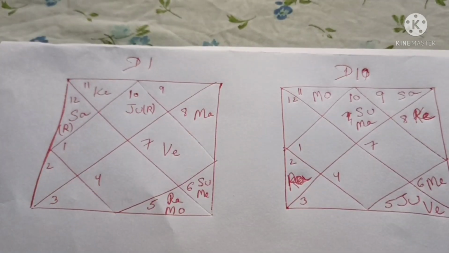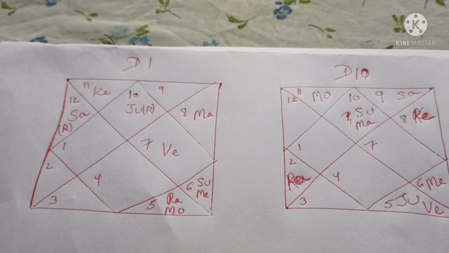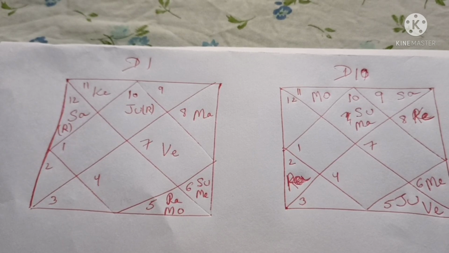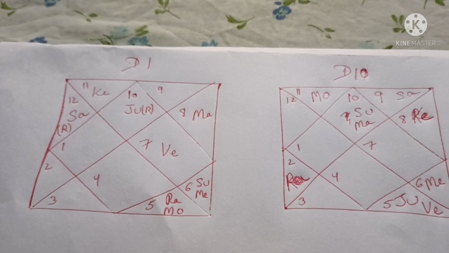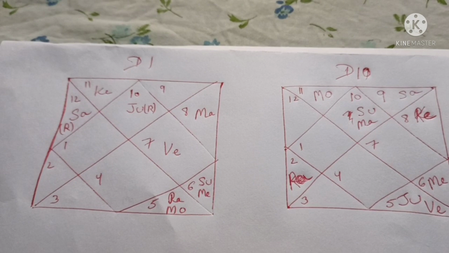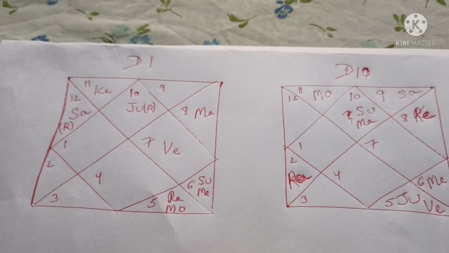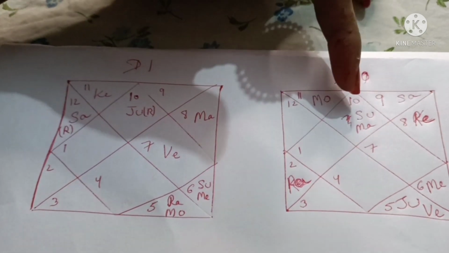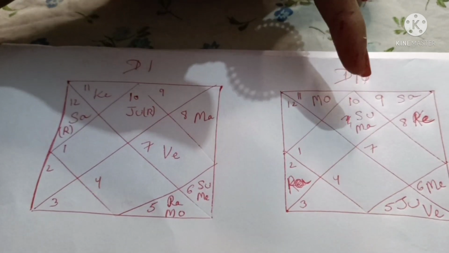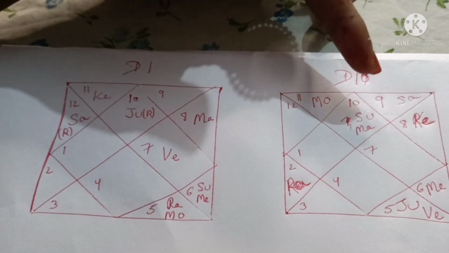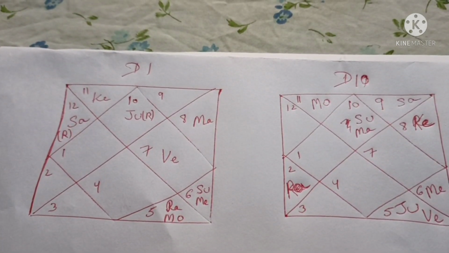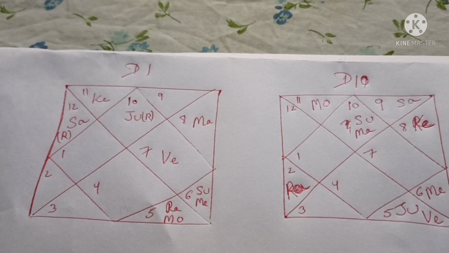So guys, this is the D10 chart and D1 chart of a native. She's in a bank, she cleared bank exams and got a job in a bank. So we will analyze the situations, planetary positions. So first thing, the sign that sits here is Capricorn, with the Sun in the 10th. Sun in Capricorn can show that the person can get a job in the bank, in finance, or in government basically. Basically government, right?